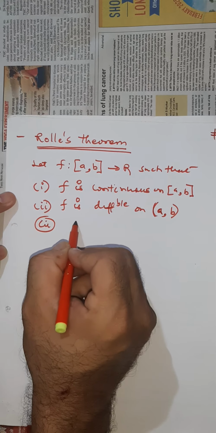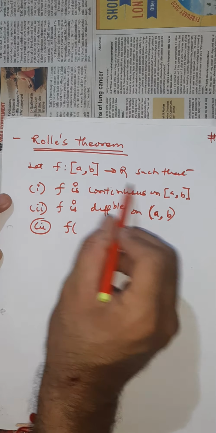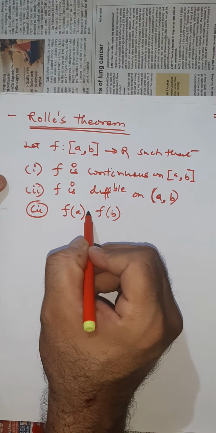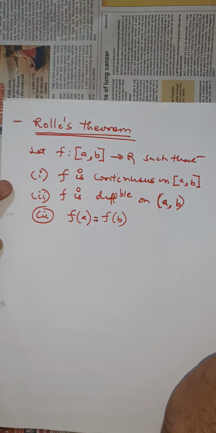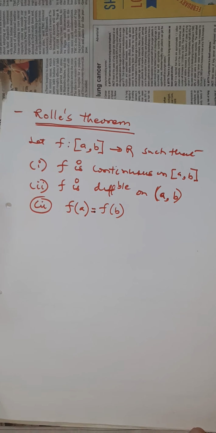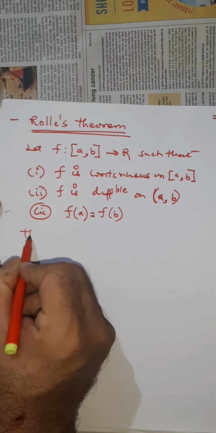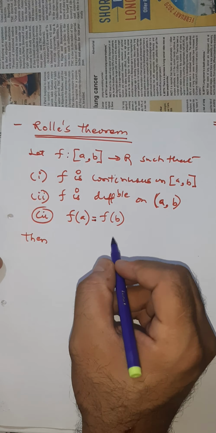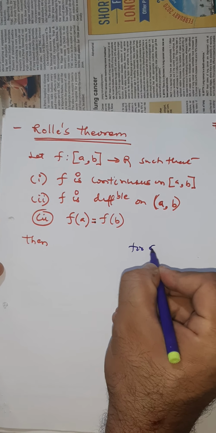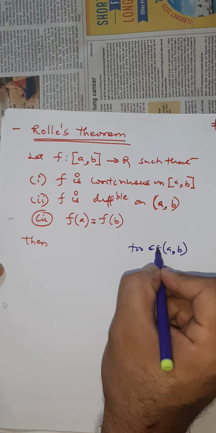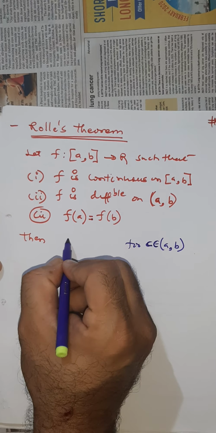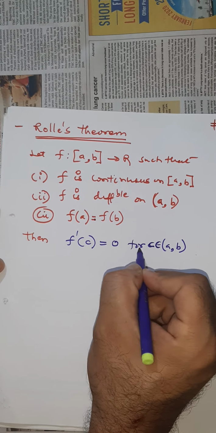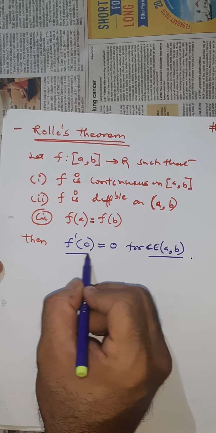The third important condition is: find the value of the function at a and find the value of the function at b. These two should be equal. If the function satisfies these three conditions, then this is the conclusion. Then we must have one point c from the open interval a b, at least one c, such that f dash c is 0. This is the concluding line.